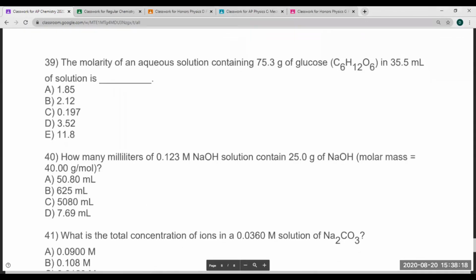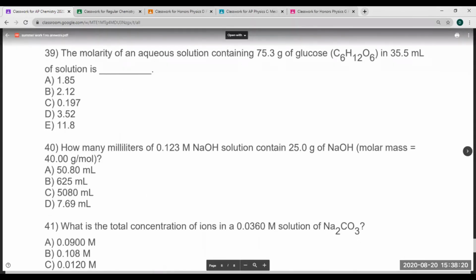Number 39. So molarity of the aqueous solution containing this many grams of glucose in this many liters. So this is your mass. This is the volume. Molarity, we know, is moles of solute over liters of solution. So this means we need moles.